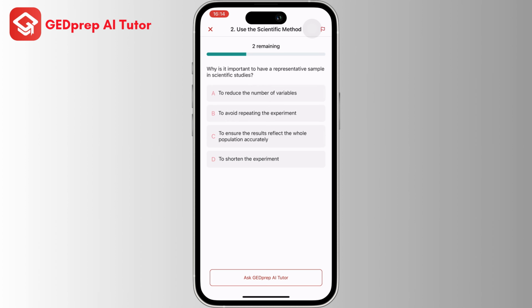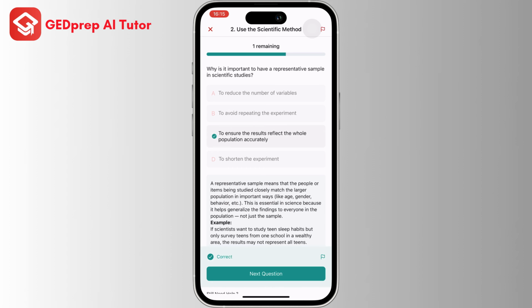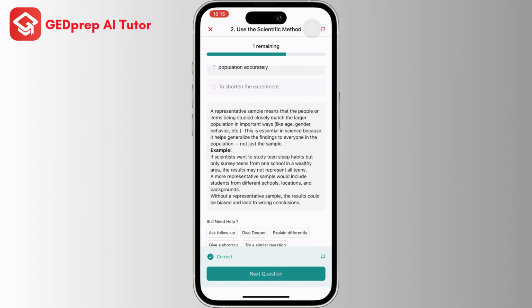Question 2. Why is it important to have a representative sample in scientific studies? Option 1. To reduce the number of variables. Option 2. To avoid repeating the experiment. Option 3. To ensure the results reflect the whole population accurately. Option 4. To shorten the experiment. The correct answer is to ensure the results reflect the whole population accurately.